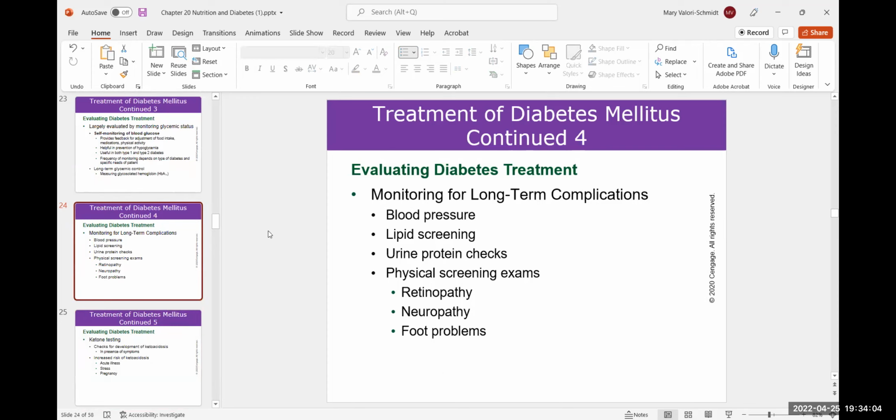Monitoring these patients for long-term complications, right? We're going to check their blood pressure, their lipids, cholesterol, et cetera. Checking their urine for protein, because that tells us if there's kidney damage. Because when the kidneys are damaged, instead of hanging on to protein, they excrete protein in the urine, and that's a telltale sign.